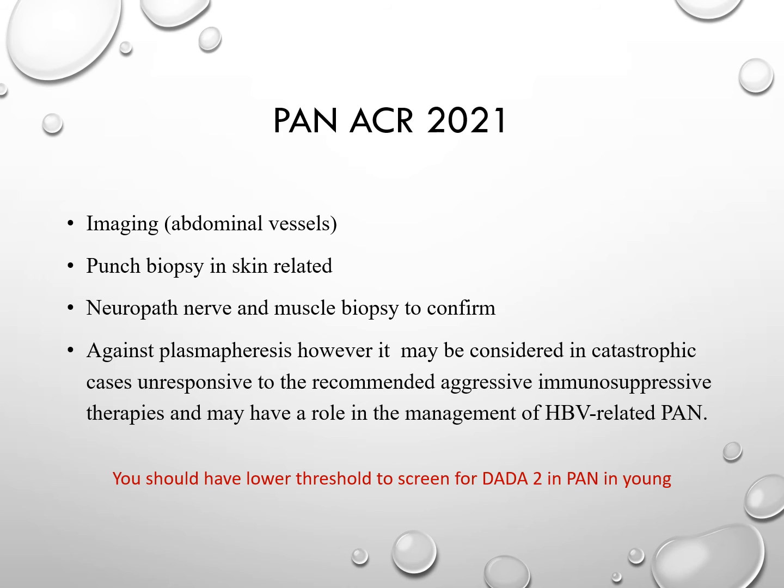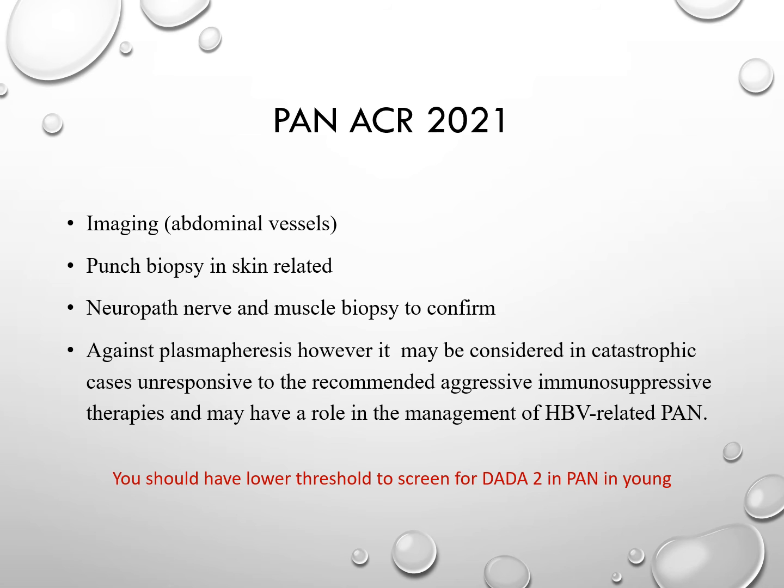So the ACR 2021 recommended, for diagnosis of PAN, imaging of the abdominal vessels and a punch biopsy for the skin. And if you have a polyneuropathy, you may do a nerve biopsy as well as a muscle biopsy to confirm. It's important.